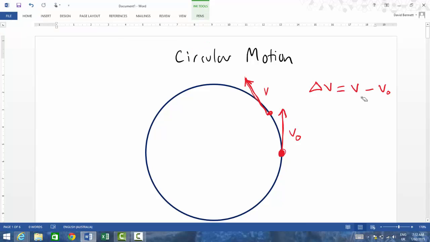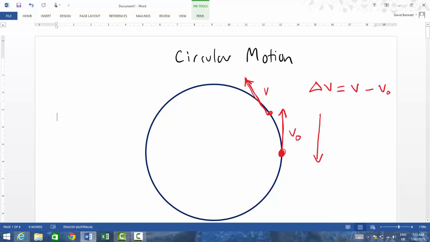Alright, so the final velocity take away the initial velocity. If we consider that idea, then we've got our final velocity going that way, and we've got to take away our initial velocity. Now our initial velocity is going there, so taking away our initial velocity means that there will be a vector going in that direction there.